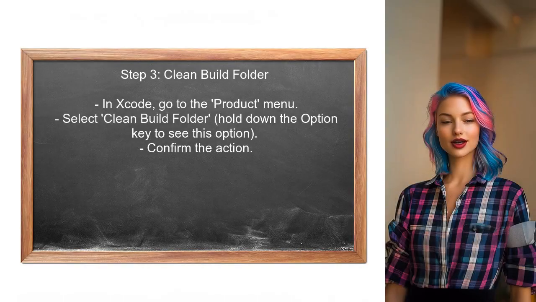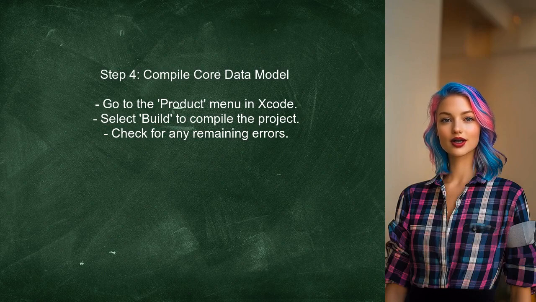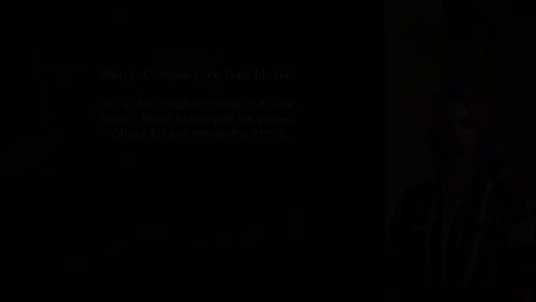After adjusting the deployment target and reviewing the indexes, the user should clean the build folder. This helps to remove any cached data that might be causing the errors. Finally, the user can attempt to compile the core data model again. If all steps have been followed correctly, the errors should be resolved.